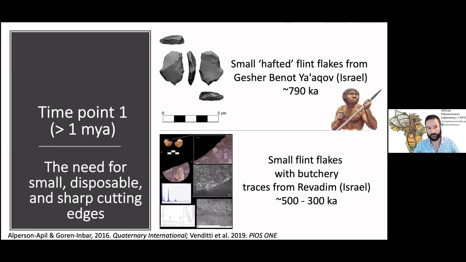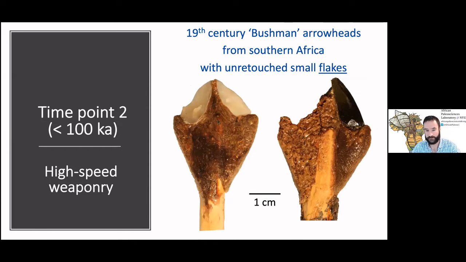So it does seem like when butchery becomes a big deal in our evolution, small, tiny, sharp flakes do become a big part of the stone tool record. Now that doesn't mean that they're there all the time. They just kind of cycle in and out when these activities become important. Now what about tie point two and the origins of high-speed weaponry? As I said, projecting something at a high speed places very strong pressures on humans to make tiny tools to go on the tips of these implements so that they can travel further.